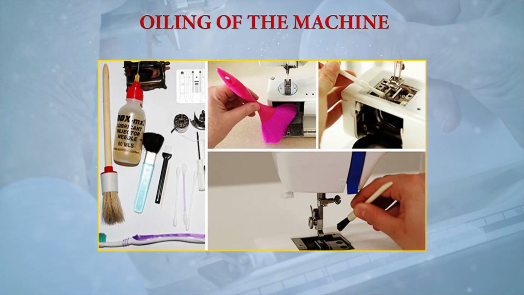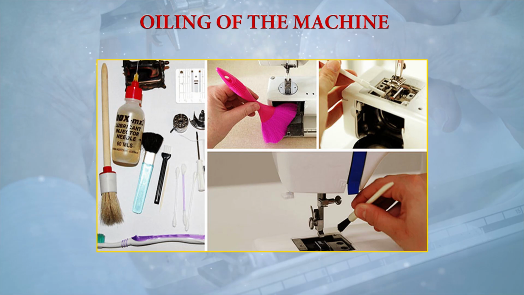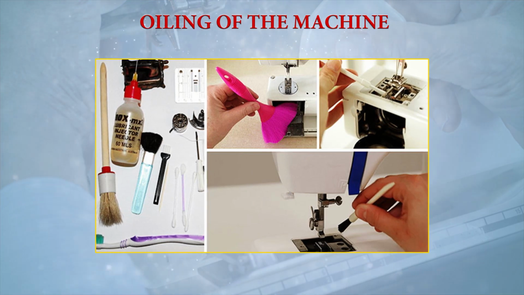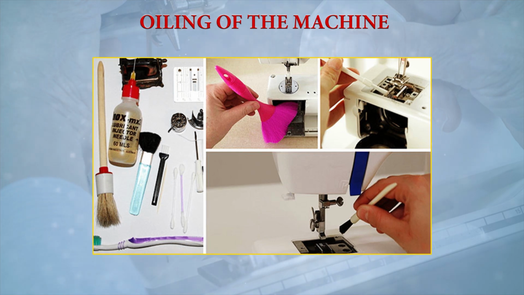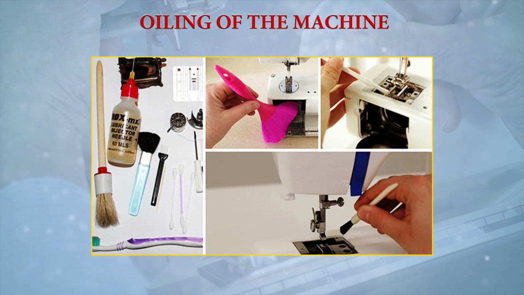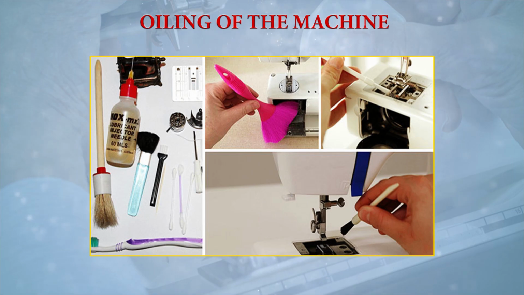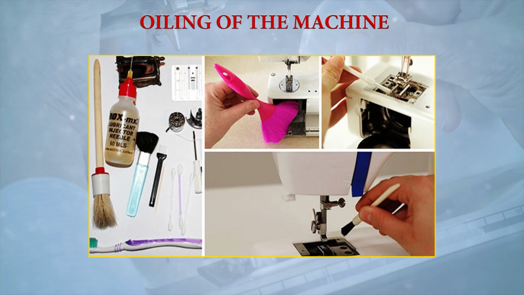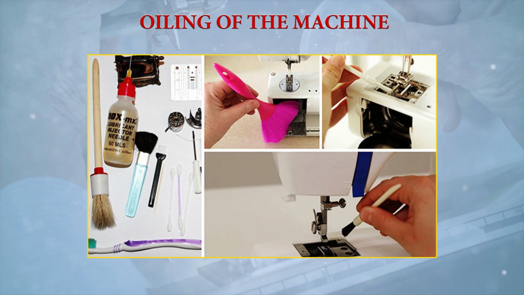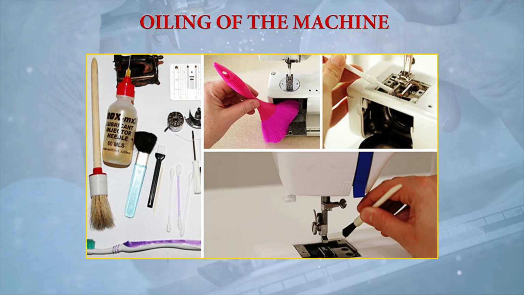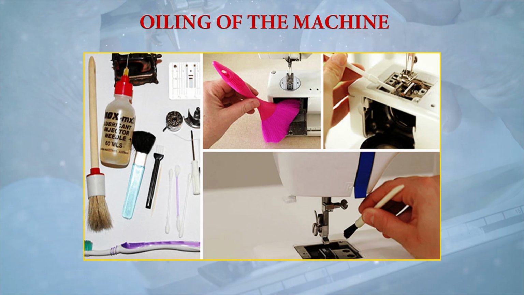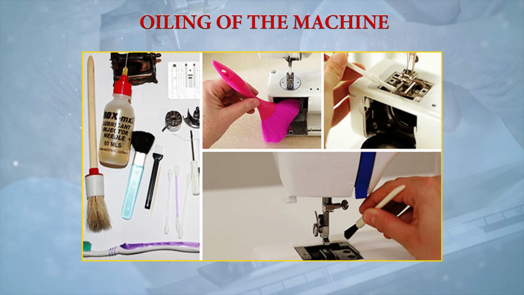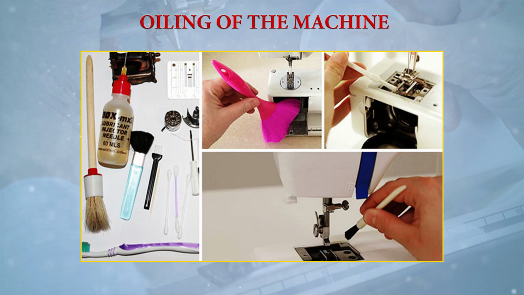So in the picture you can see, under the machine, at the bobbin part where we insert the bobbin, we do the oiling of that part. We do the oiling at the pressure foot part of the machine, and below the needle there are some particular holes on which we do the oiling. So all these things we cover while doing the oiling process.